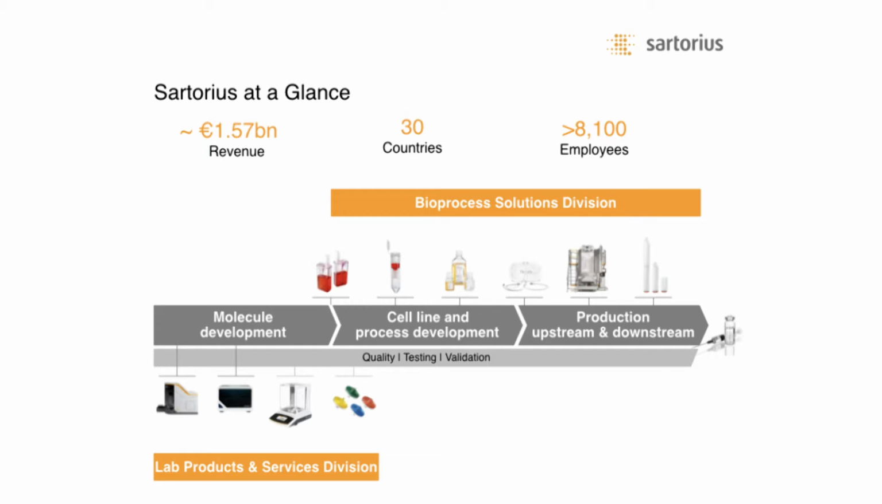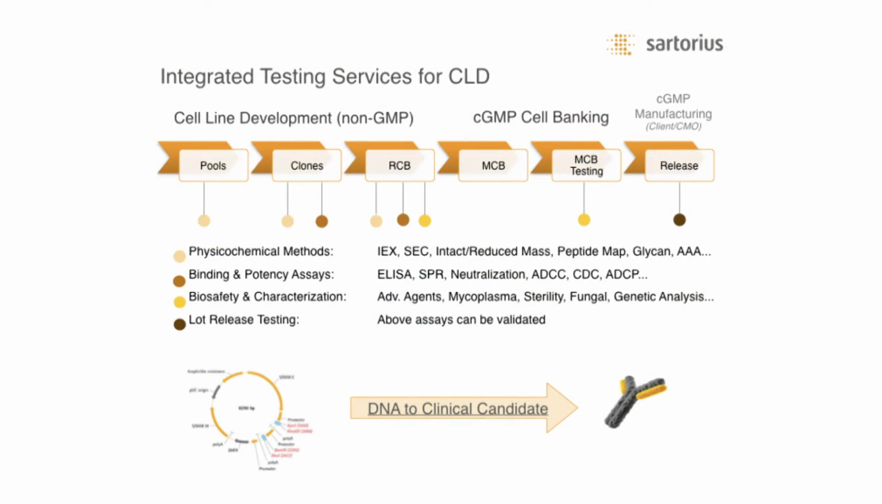8,000 employees in 30 different countries and almost $1.6 billion in revenue. We're made up of two primary divisions. One is our research and tools division, which is the lab products, and our Bioprocess Solutions division, which I'm a part of, and in which our cell line development technologies are housed.